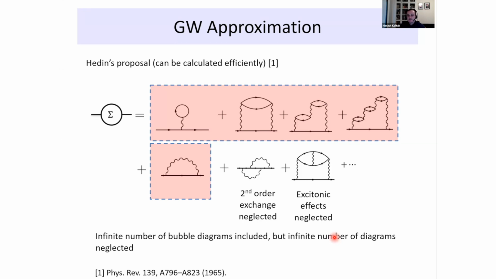And in fact, it turns out that you can include all bubble diagrams like those here up to infinite order. And this approximation is known as the GW approximation. So including the first order terms and all bubble diagrams gives you the GW approximation.